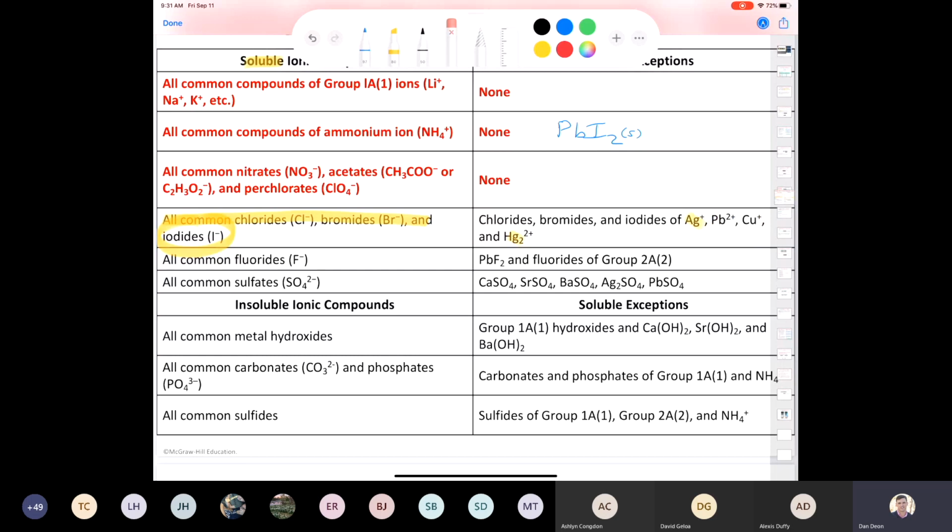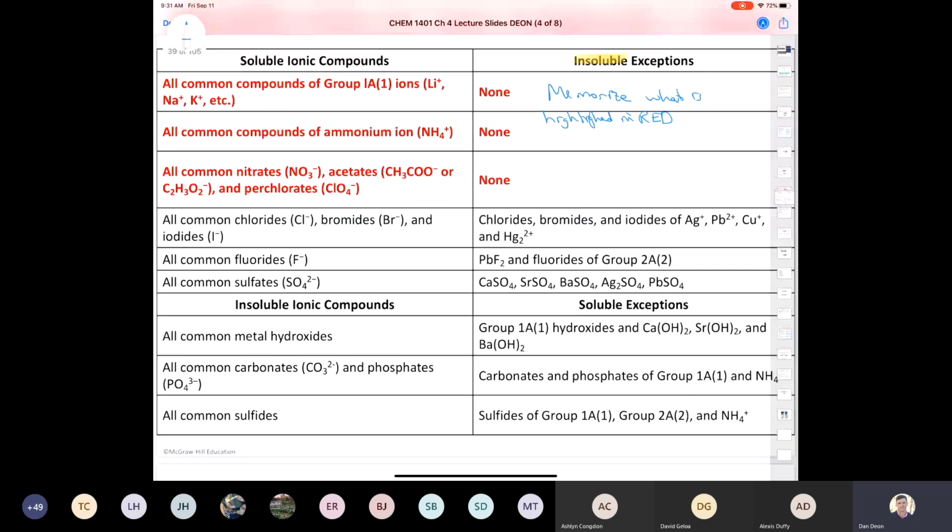Now, a very astute student asked me, do I have to have this table memorized? The only part that you have to have memorized are the parts highlighted in red. So memorize what is highlighted in red, okay? The rest of it, all of this, I would give you on a test, on an exam or a midterm, okay? So you wouldn't need to have that memorized.